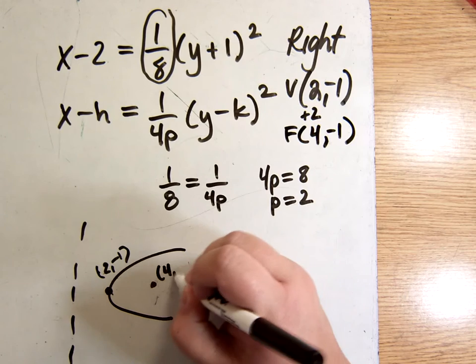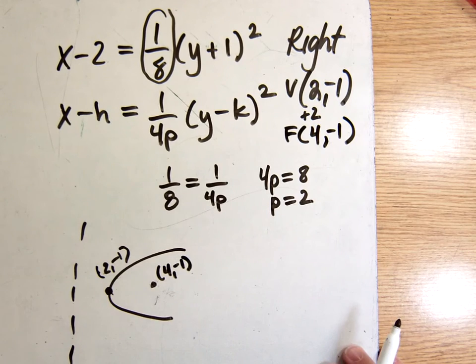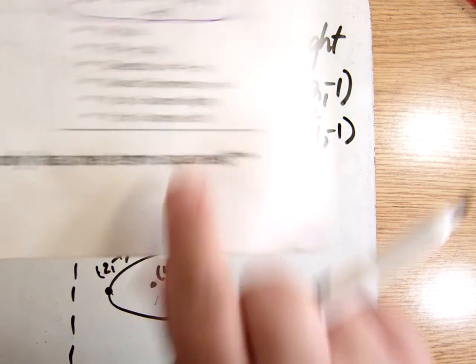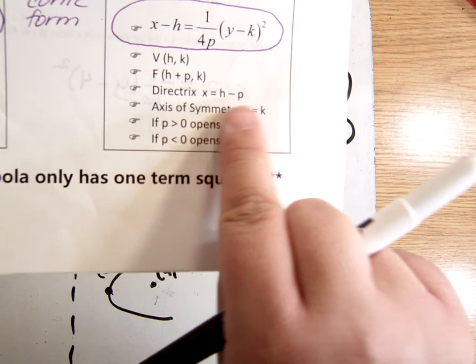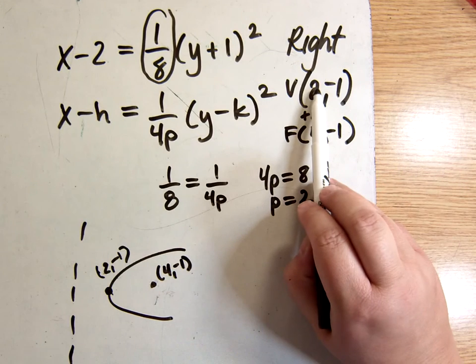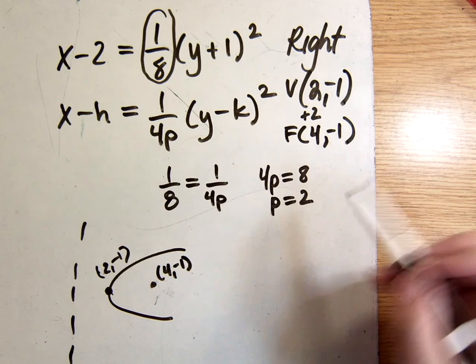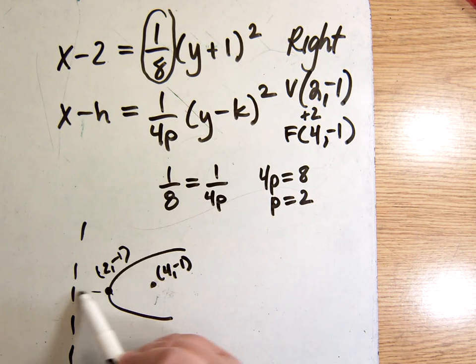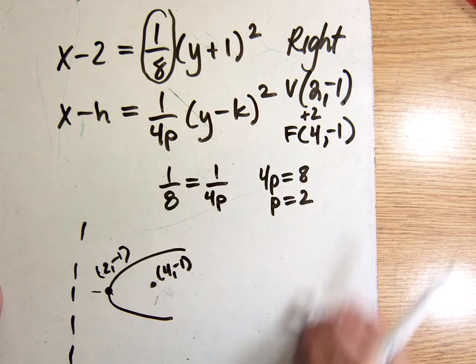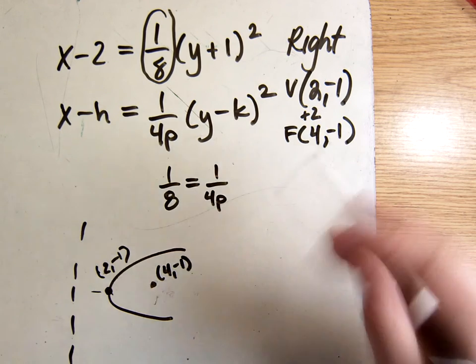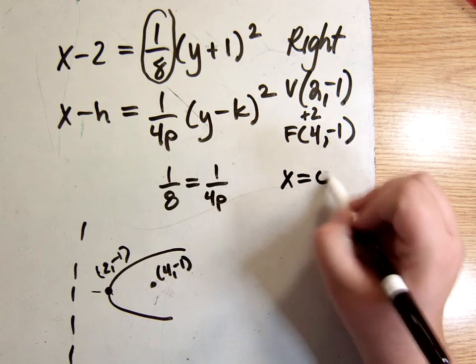Okay, the directrix is the opposite direction. That's why it says directrix x equals h minus p. So here's h, take 2 away from that, and my directrix is 2 in the opposite direction. That's x equals 0 again. So x equals 0 is my directrix.